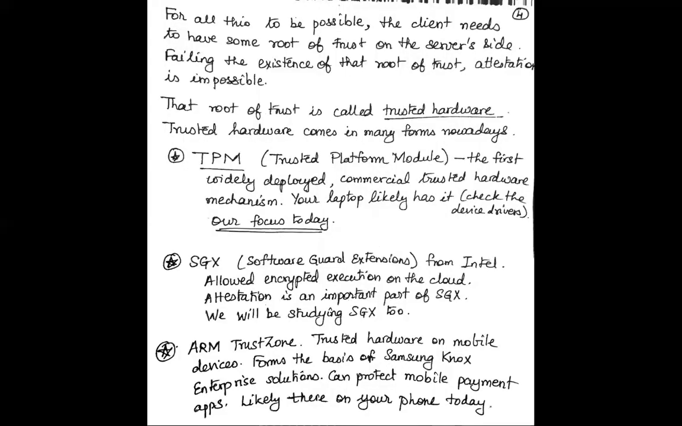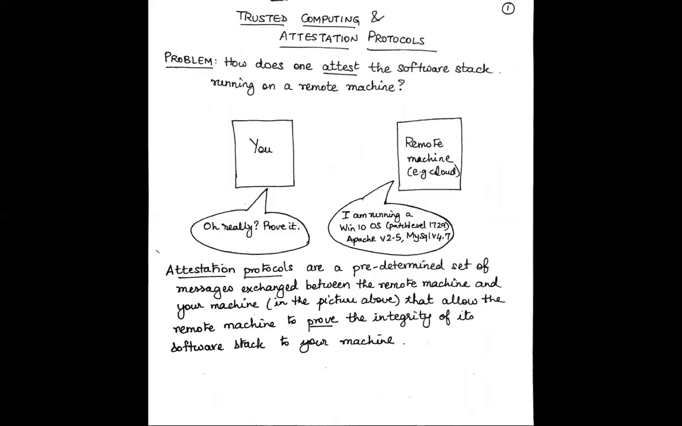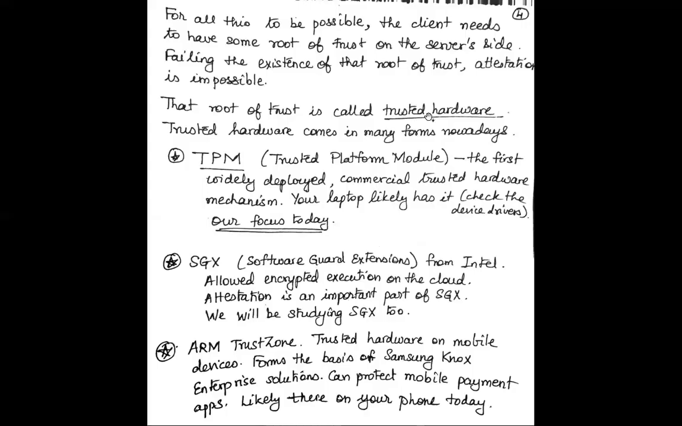Okay, so I gave you 4 applications of attestation protocols. Now, in order for all of this to be possible, to accomplish these goals, the client, in other words, the verifier, needs to have some root of trust on this remote machine.